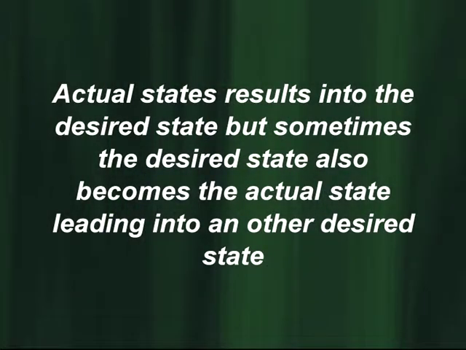The actual state results in the desired state, but sometimes the desired state also becomes the actual state, leading to another desired state. For example, a woman has gold jewelry. This is her actual state, and her desired state is that she wants platinum jewelry. Once she gets the platinum jewelry, this becomes her actual state, and she would like to have diamond jewelry as her new desired state.